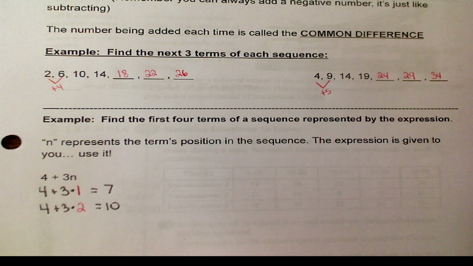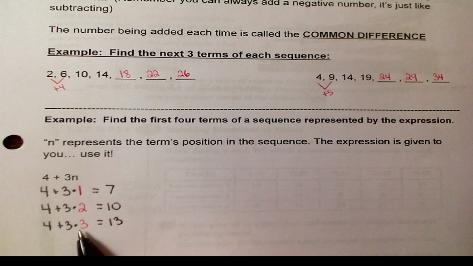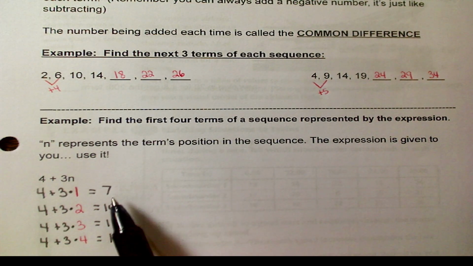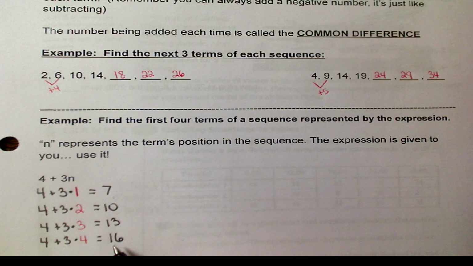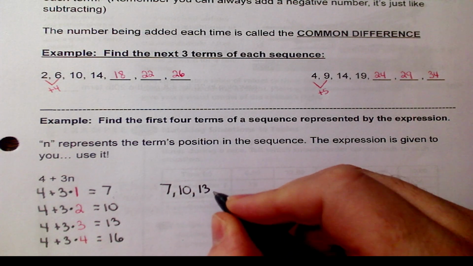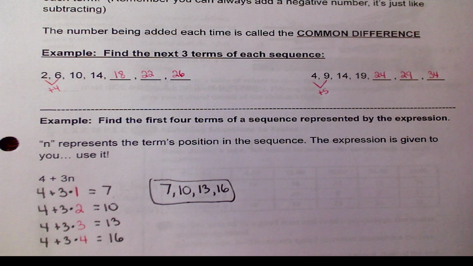Let's go find the third number. So 3 times 3 is 9, and 9 plus 4 is 13. So our third number is 13, and we need to find the first 4. So last one. I've got 16. Now I feel pretty comfortable with you understanding this, the first term, second term, third term, fourth term. If you want, you can come over here and write them out in order. So here are the first 4 terms of the sequence using this algebraic expression that was given to us.